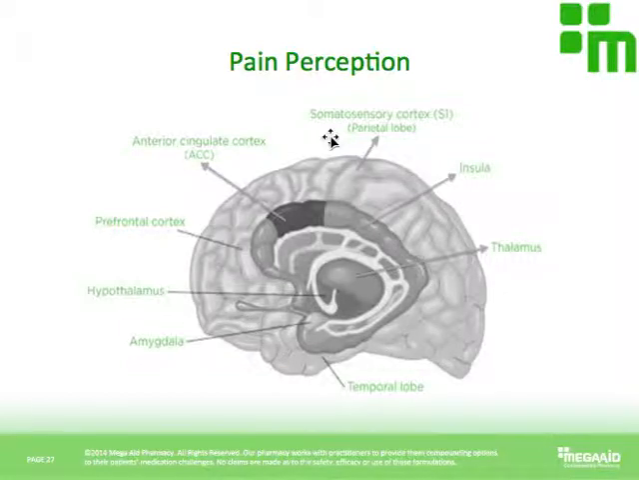But just understand that pain perception does not happen in a single region of the brain. It actually happens in several different structures.